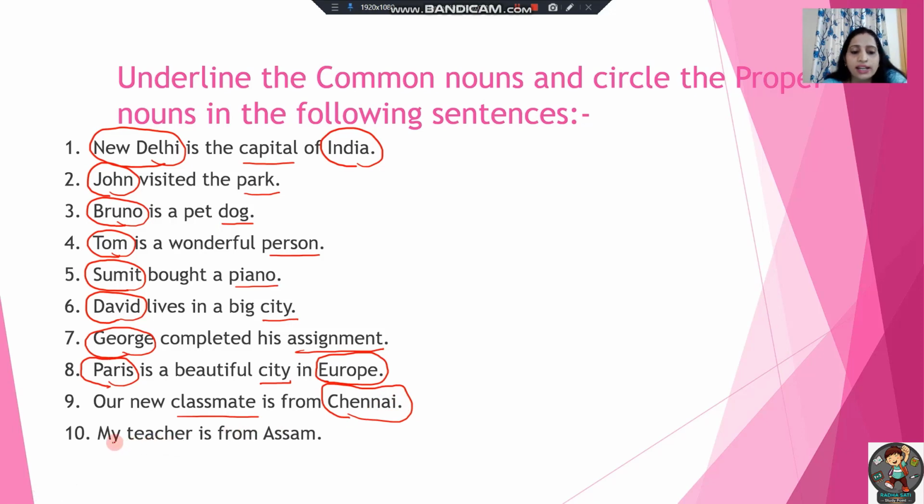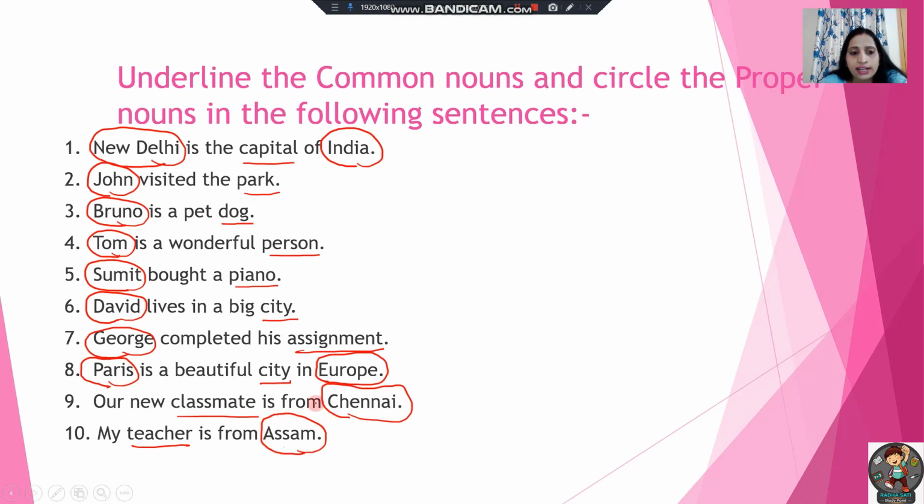Now come to the next sentence. My teacher is from Assam. So here teacher will be a common noun. We will underline this. And Assam is the name of a place. So it will be a proper noun. Okay, so that's why we will circle it.